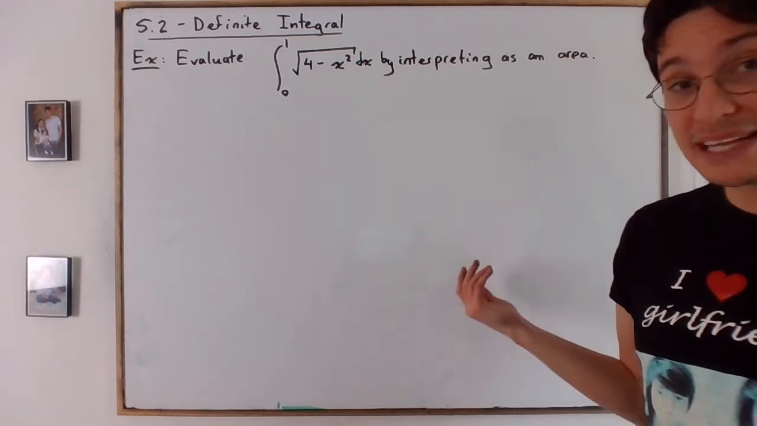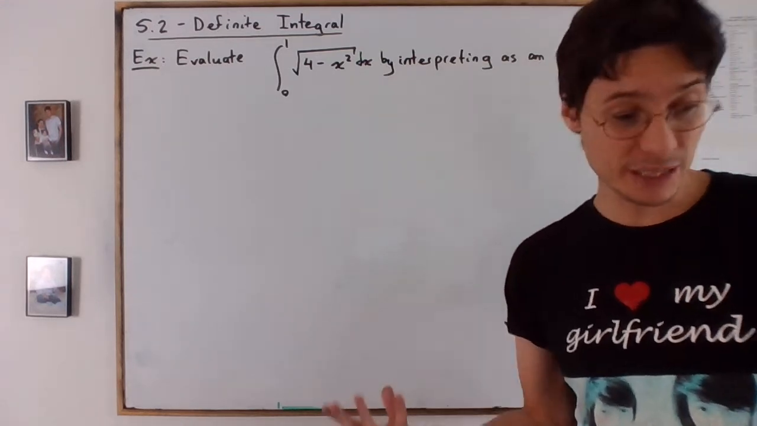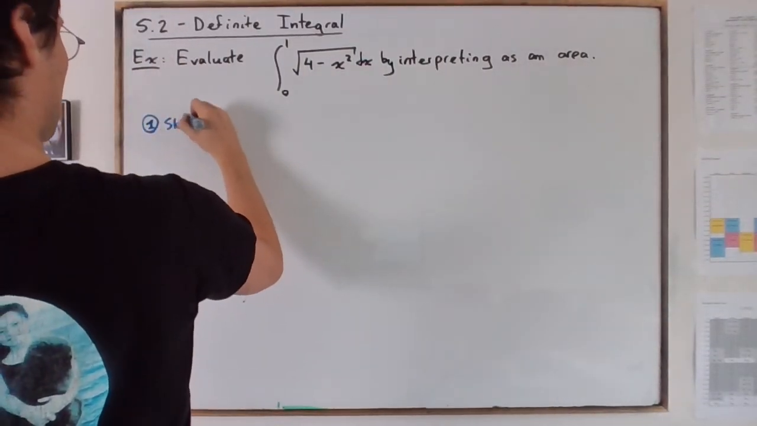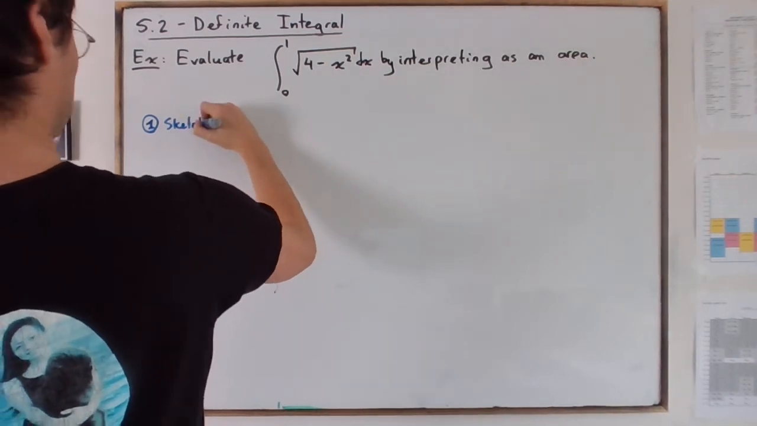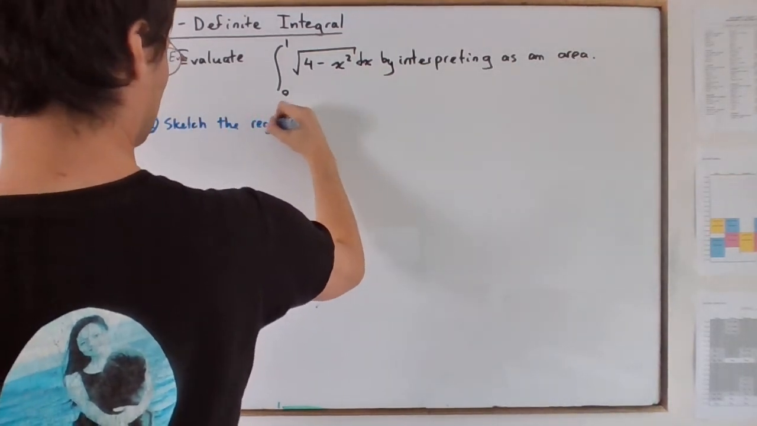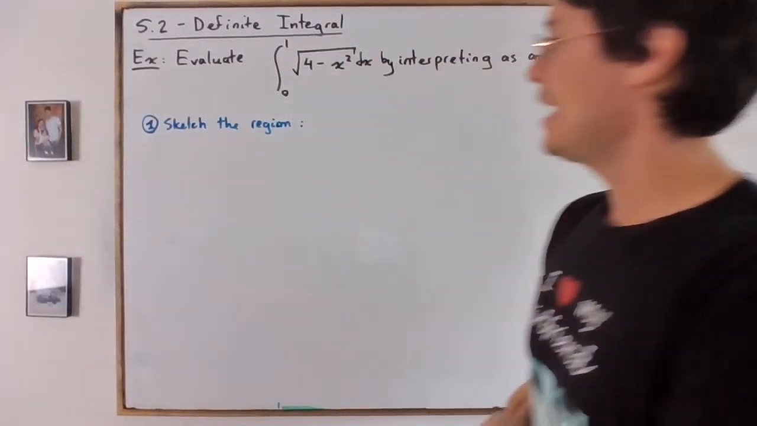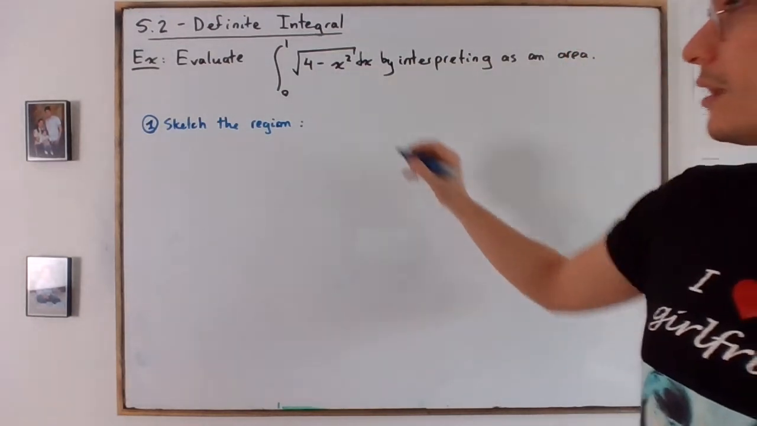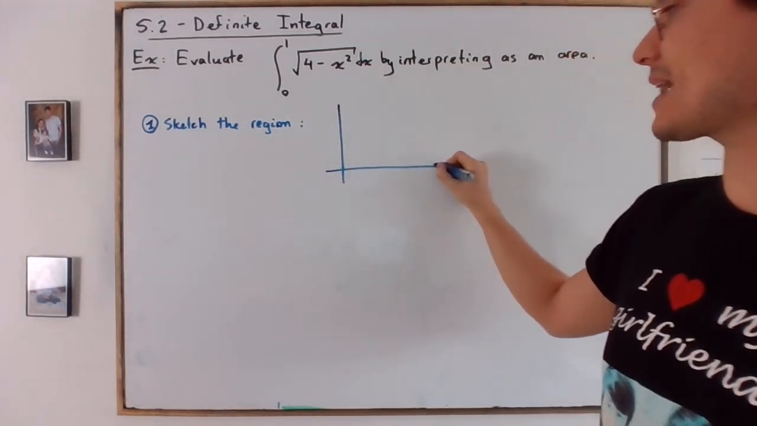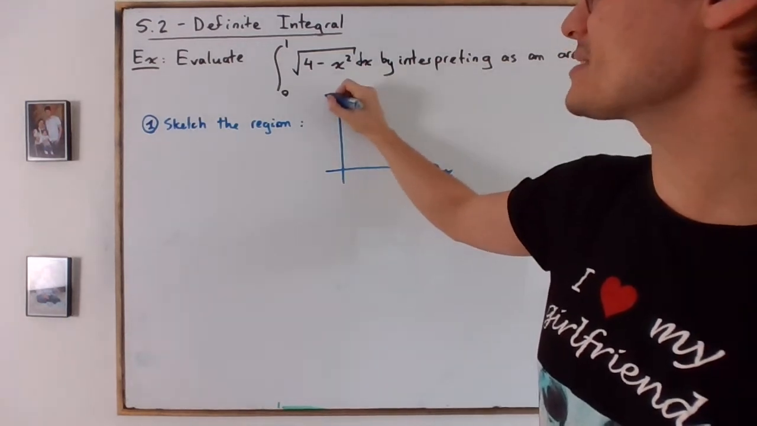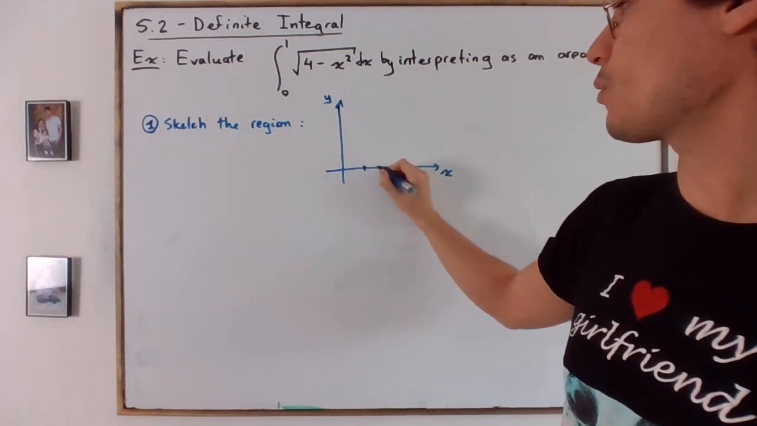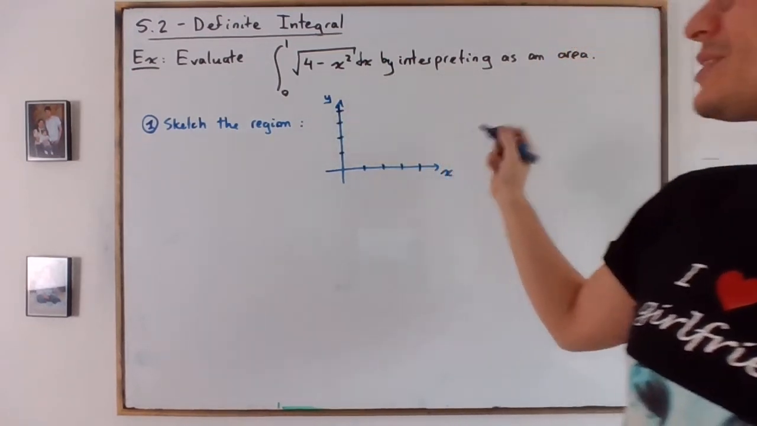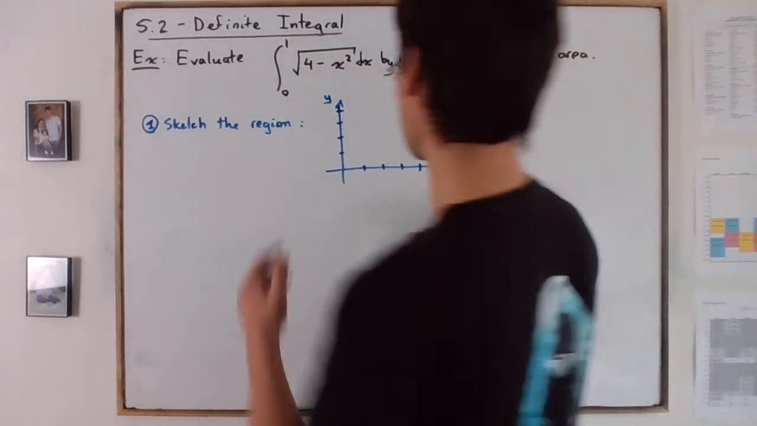So to interpret it as an area, we have to actually sketch the region, right? So this is pretty much step number 1: sketch the region. How will that look? Well, we will have the y-axis, the x-axis, and something interesting is going to go on here. Let's say we have 1, 2, 3, 4. It turns out that this is the quarter circle of radius 2.